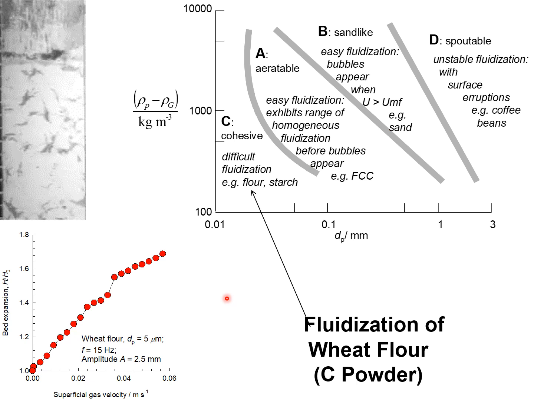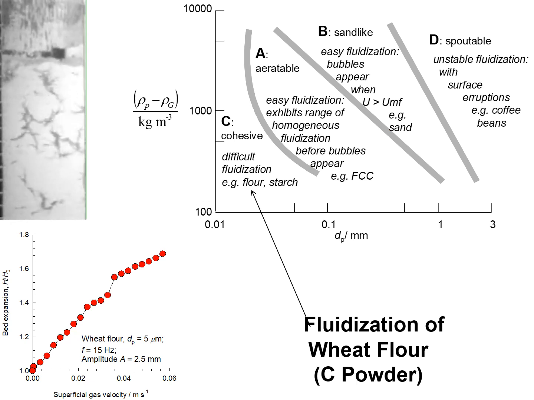It is well known that cohesive powders are difficult to fluidize. In the Geldart classification, they are termed C powders. Examples are flour and starch. One way to fluidize cohesive powders is to subject the fluidized bed to low frequency vibrations. I demonstrate that with a video recording that shows wheat flour of 5 micrometer size subjected to a vibration at a frequency of 15 hertz.